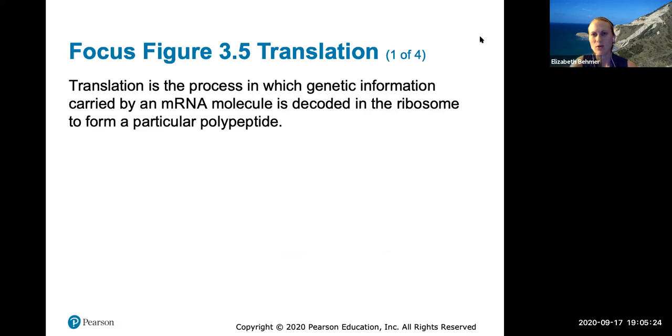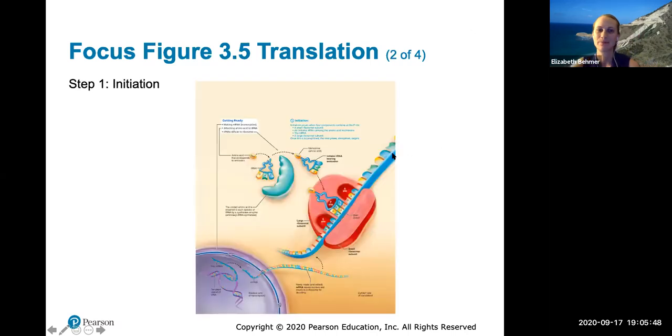All right, questions here. So translation is the process in which genetic information that's carried on that mRNA molecule will be what we call decoded in a ribosome to form a particular polypeptide. A polypeptide means many peptides, and many peptides because peptide bonds are formed between amino acids.